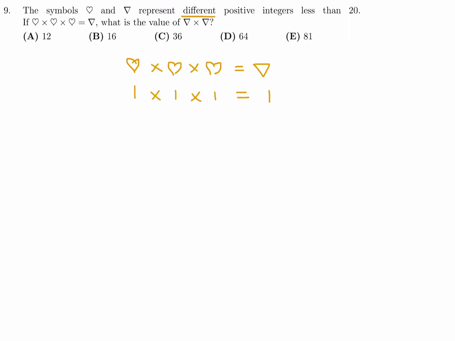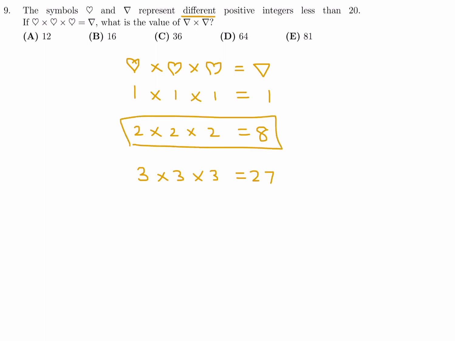So let's try 2. 2 times 2 times 2 is equal to 8. Okay, that seems to work. Any others that I can get? 3 times 3 times 3 is 27. No, because 27 is obviously not less than 20. So this is the only one. So that obviously means that the heart is equal to 2 and the triangle is equal to 8. So triangle times triangle obviously is going to be 8 times 8, which is 64. So number 9, the answer is D.